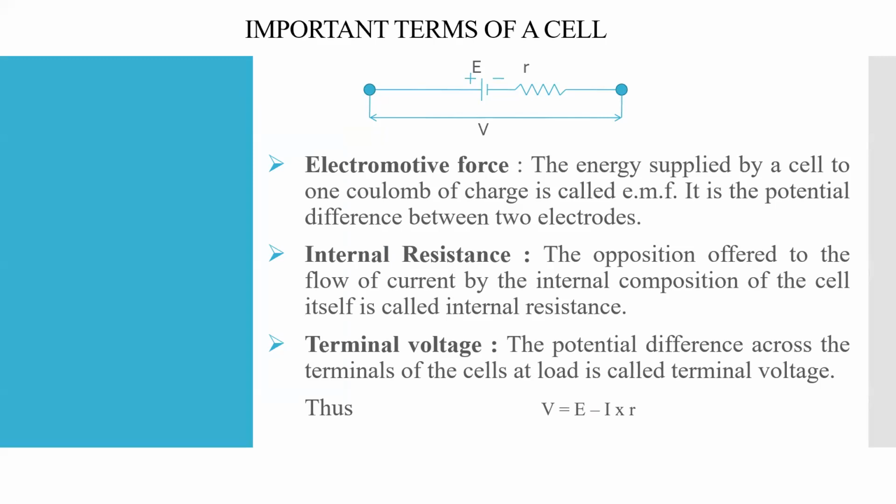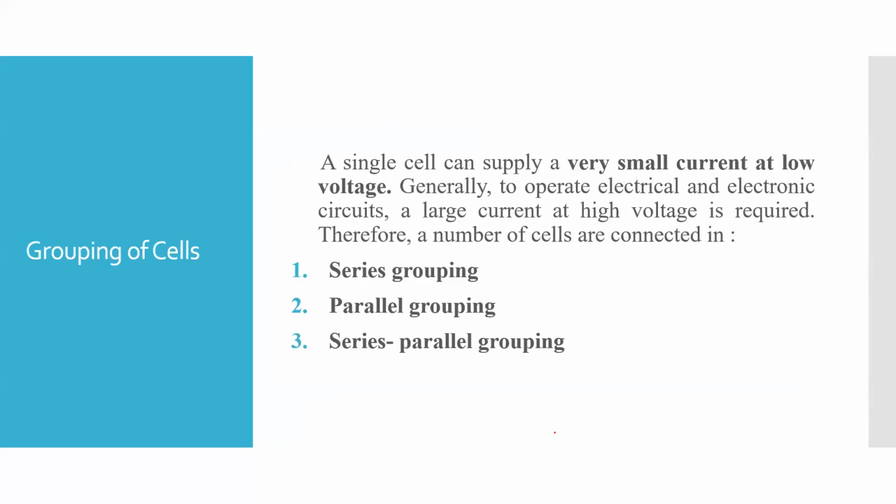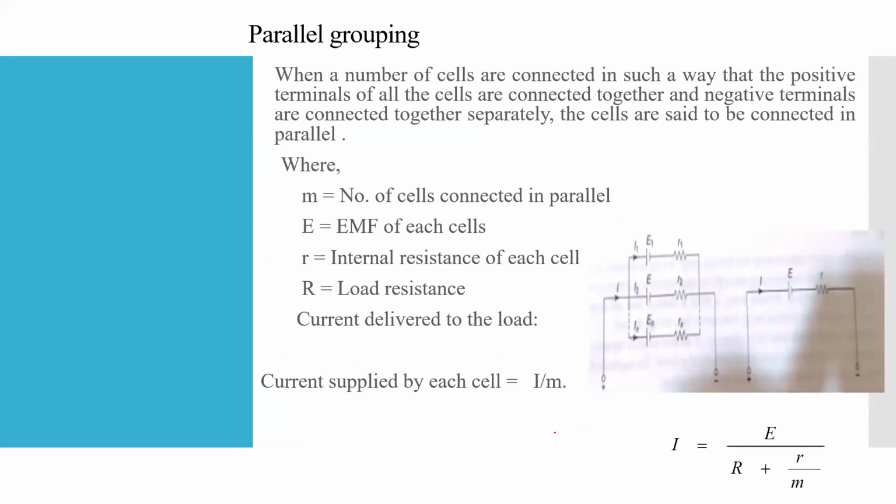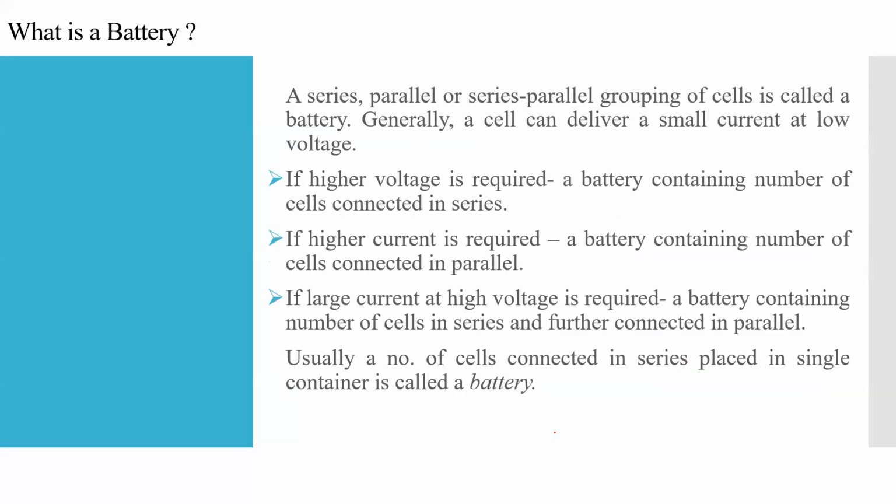Now, important terminologies related to cells. One is the electromotive force, second is the internal resistance, and third is the terminal voltage. They are related as V = E - IR, where E is the EMF developed by the cell and V is the voltage across the terminal. We can perform different types of grouping called series grouping, parallel grouping, and series parallel grouping. We have already seen the equations related to that.